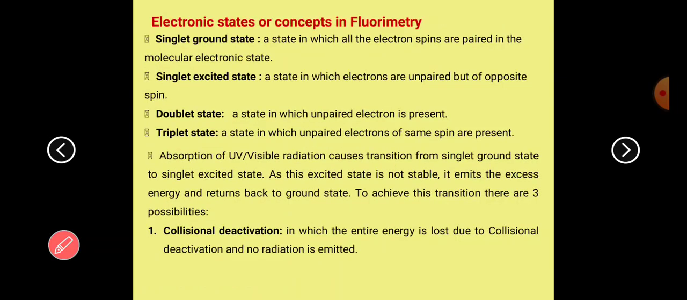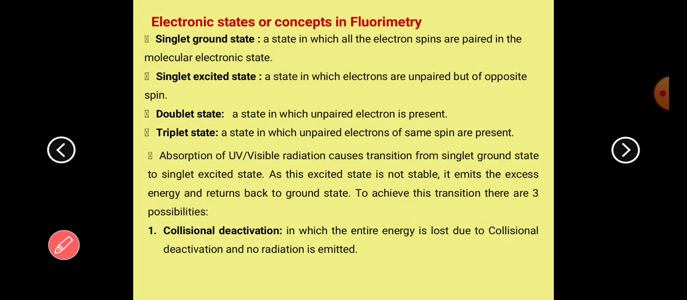Let us learn about electronic states or concepts in fluorimetry. Singlet ground state, a state in which all the electrons in a molecule are paired. Singlet excited state, a state in which electrons are unpaired but of opposite spin. Doublet state, a state in which an unpaired electron is present. Triplet state, a state in which unpaired electrons of the same spin are present.